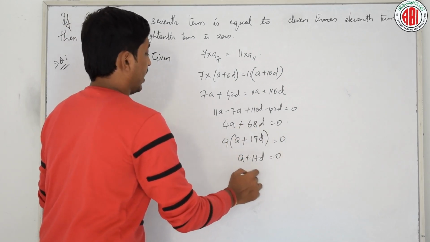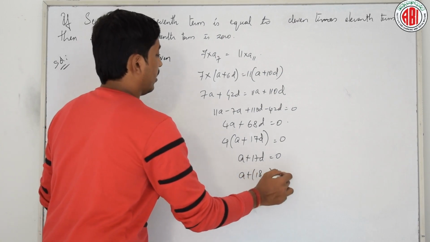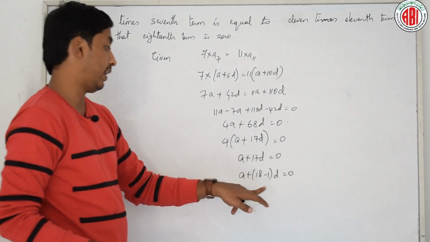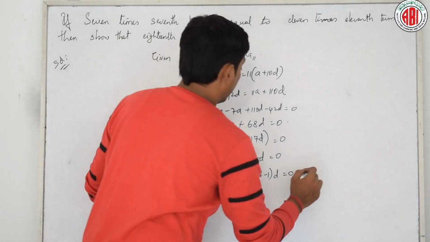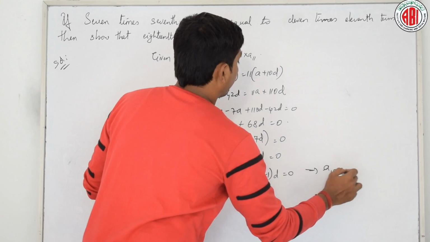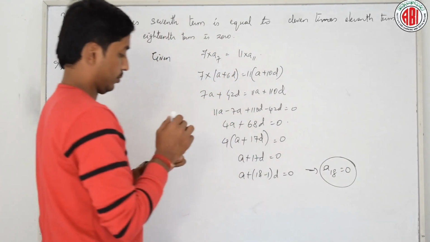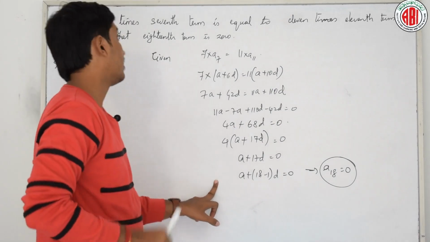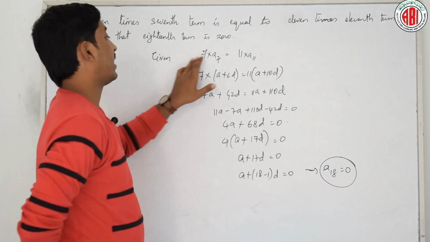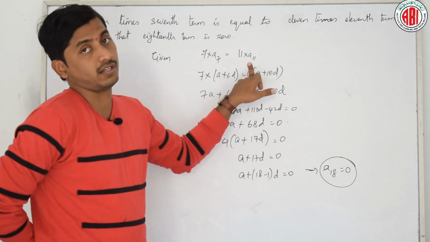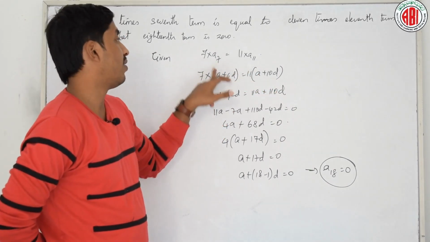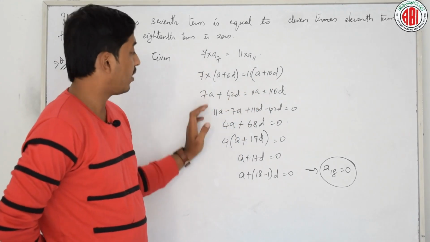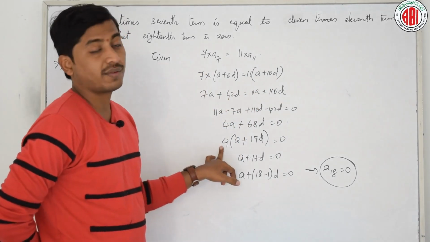Can I write 17 as 18 minus 1? Right? What is this formula? a plus (n minus 1) into d, where n is 18, which means the 18th term is 0. Is it right? That's what he asked us to prove, yes? He clearly tells that 7 times the 7th term is equal to 11 times the 11th term. Then the 7th term formula is a plus 6d, the 11th term formula is a plus 10d. Just multiply and bring all terms together. In the final step, we will take 4 as common.